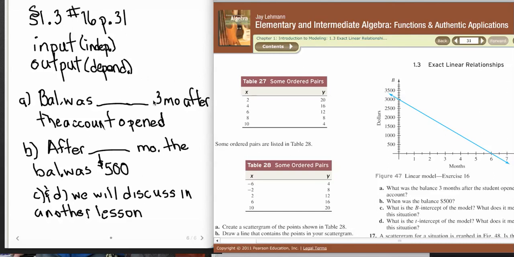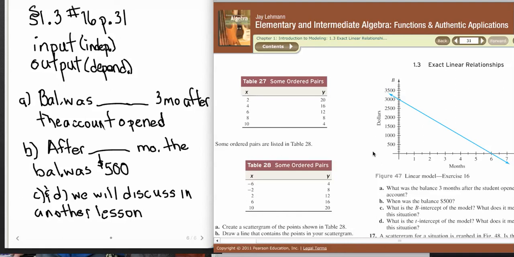So our first question, we want to know what the balance was 3 months after the student opened an account. This linear model here describes the balance in dollars of a student's checking account at t months since the student opened the account. And so this is our t-axis, time in months, down here, and this is our dependent axis up here, dollar amounts of the balance.